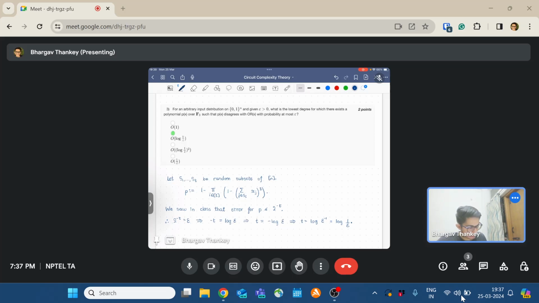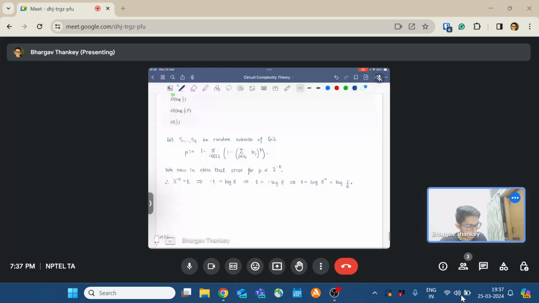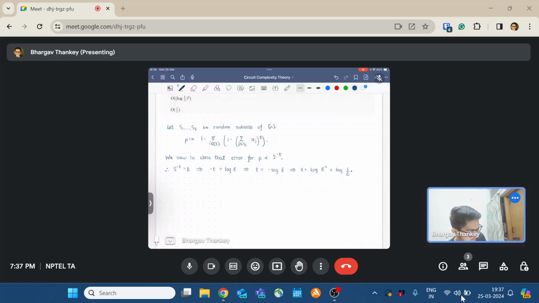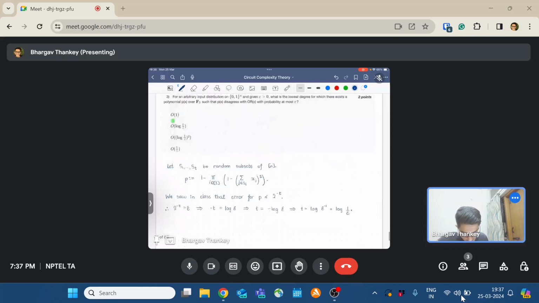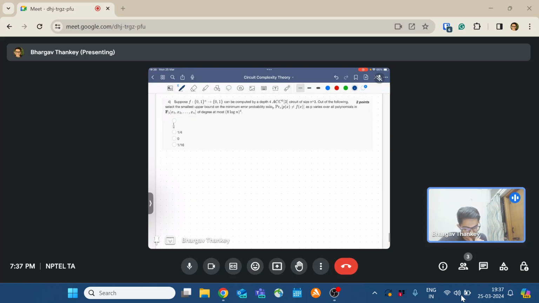Okay, so now let's look at the next problem. So the next problem is this. Suppose f from 0,1 to the n to 0,1 can be computed by a depth 4 ACC0[3] circuit with size n cubed. Out of the following, select the smallest upper bound on the minimum error probability, minimum over p of the probability over x that p(x) is not equal to f(x), as p varies over all polynomials in F3[x1, x2, up to xn] of degree at most 8 log n over 4. The options are 1 over n, 1 over 4, 0, and 1 over 16. So which of these is correct?